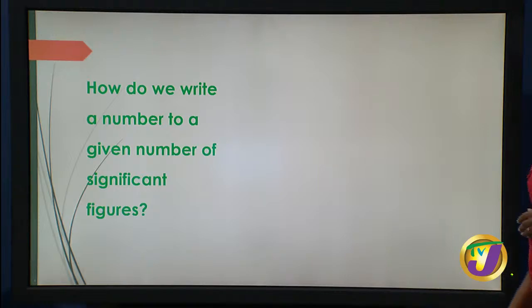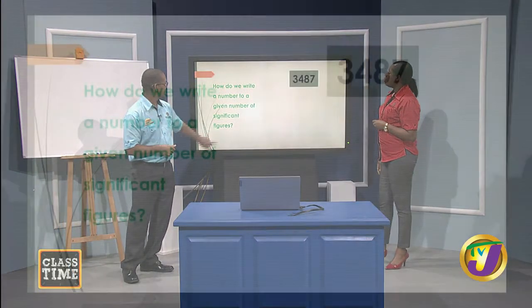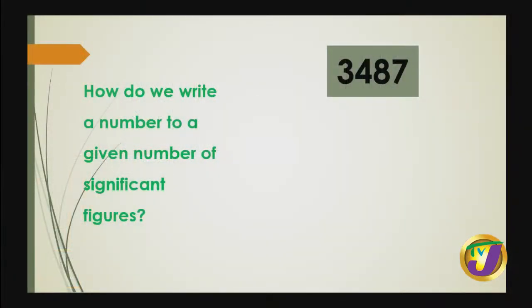Okay, how do we write a number to a given number of significant figures? All right. So let us look at this number, and we want to get this number to two significant figures.